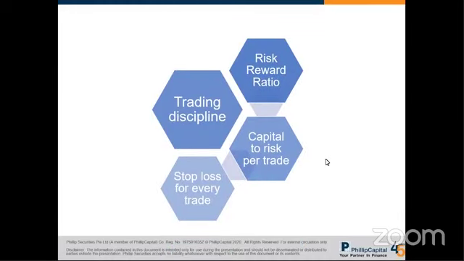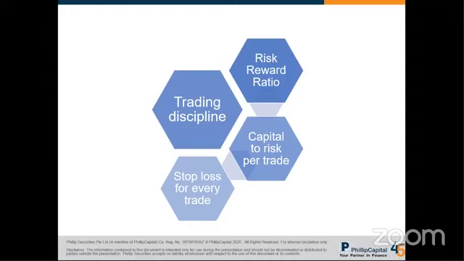So other than trading, you also need to understand trading discipline, risk reward ratio, capital to risk per trade, and stop loss for every trade. So maybe I'll just do a short description. When we are trading, with risk reward, one of the things is that we consider what is the potential gain that I get from here and what is the potential loss.